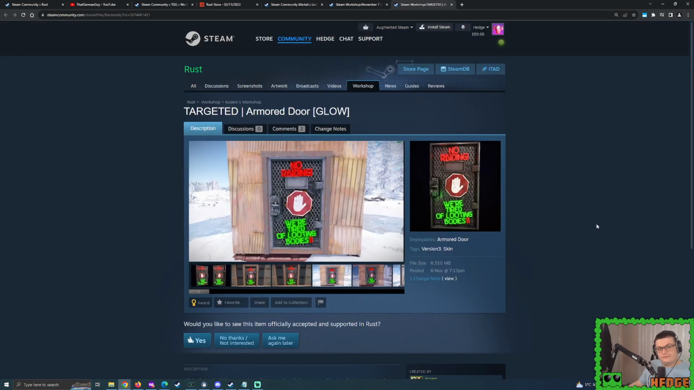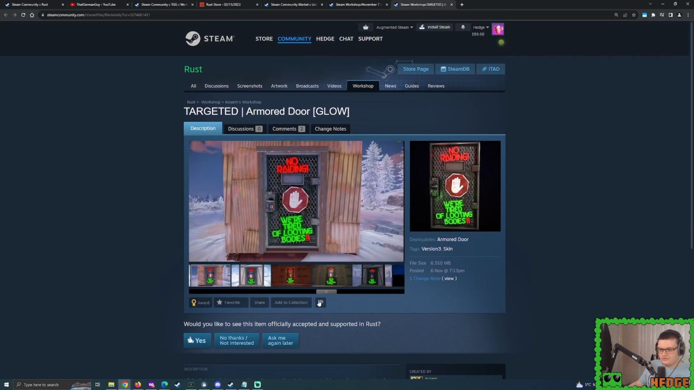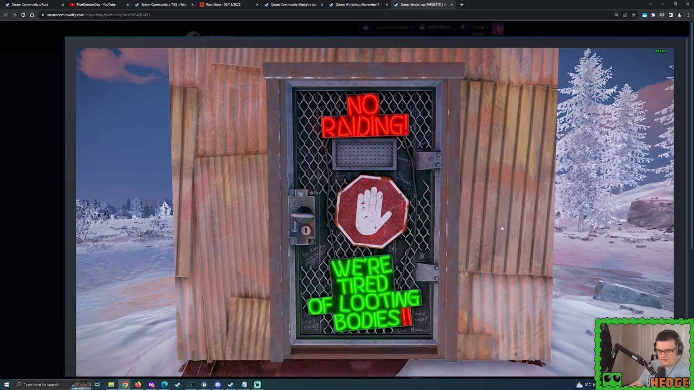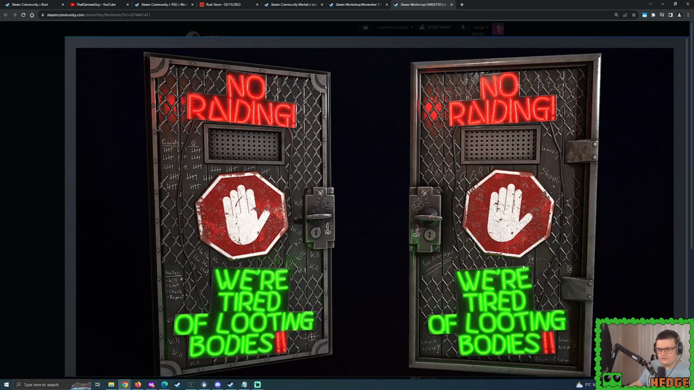And lastly, for the final deployable skin of this week, we have Mr. Cosim's Targeted Armored Door. No raiding! We're tired of looting bodies. Stop, please. We don't want to kill anymore. Yeah, it's basically taunting you. So, get a good look at this. Targeted Armored Door. No raiding. Blah, blah, blah, blah. That's the ad block symbol.